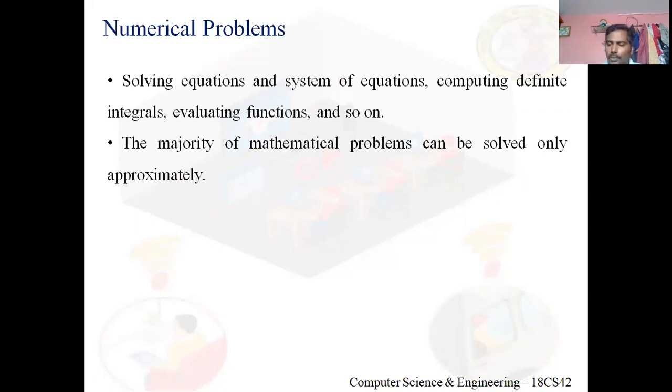So, clear? With this, we will finish. We have covered the different problem types: sorting, searching, string processing, graph problems, combinatorial, geometric, and numerical problems. With this, I'll wind up my session. Thank you.